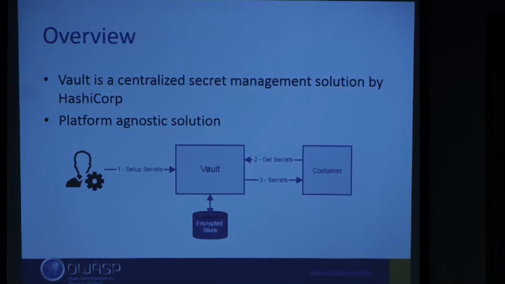At a very high level, if I give you the overview of the architecture, as an administrator I would go and set up the secrets in the vault, and the vault would store those in the encrypted storage. After that, I can configure my application to request those secrets. Vault would verify that the application has access to those, and then it would return those secrets back to the application.